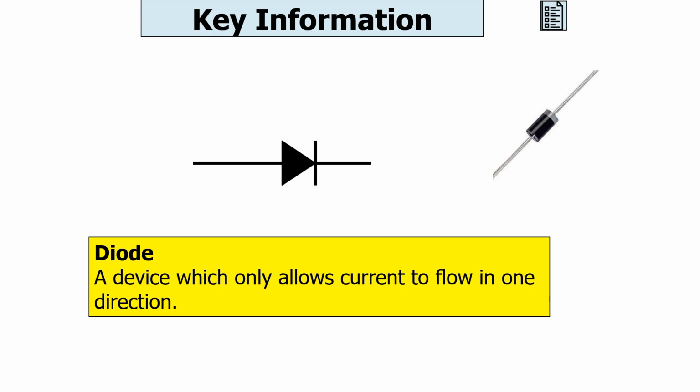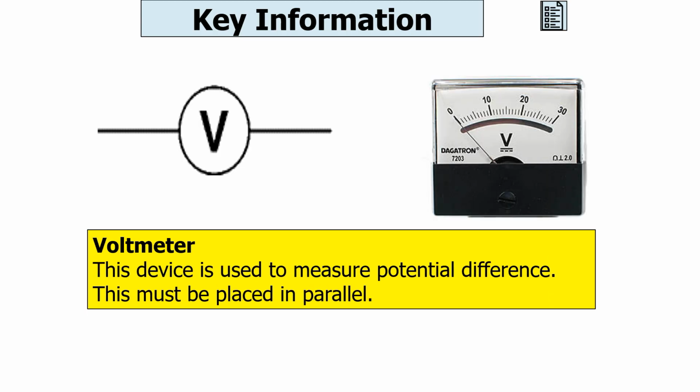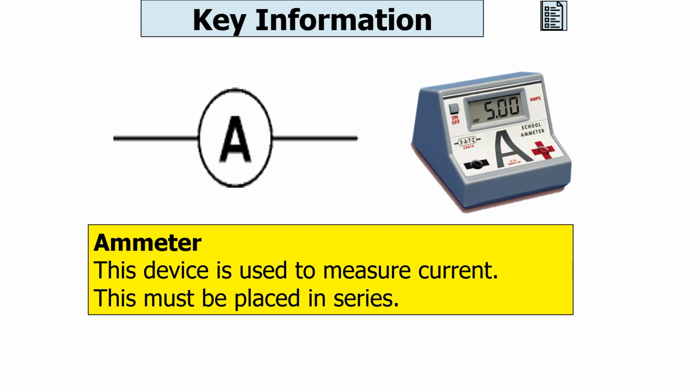A diode, a device which only allows current to flow in one direction. The voltmeter, a device used to measure potential difference, and this must be placed in parallel. The ammeter, the device used to measure current, and it must be placed in series.